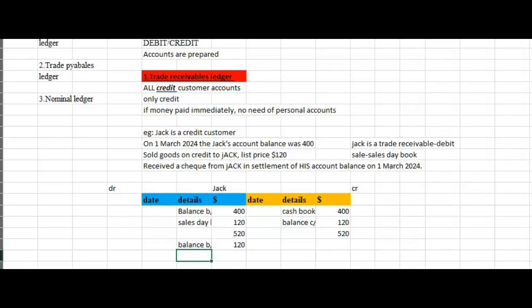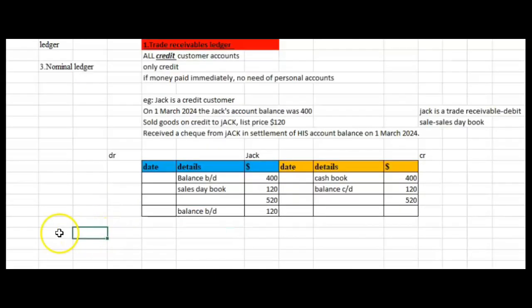First, we total both sides. The debit side adds up to $520, while the credit side totals $400. Since the debit side is higher, we write the total of $520 on both sides of the account. Next, we find the difference on the lower side.